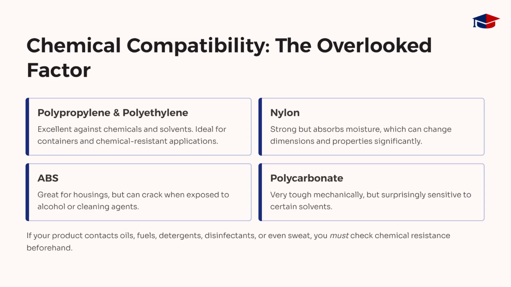ABS is a great material for housings, but it can crack if exposed to alcohol or cleaning agents. Polycarbonate is very tough mechanically, but surprisingly sensitive to certain solvents. So, if your product comes into contact with oils, fuels, detergents, disinfectants, or even sweat, you must check the chemical resistance of the plastic beforehand.